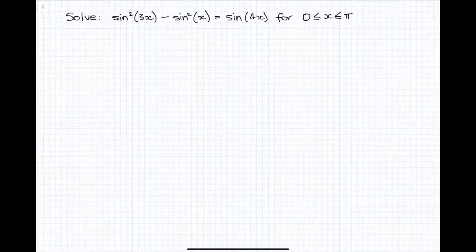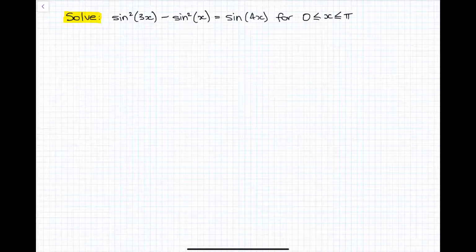Okay, for this question we're being asked to solve the equation sine squared 3x minus sine squared x is equal to the sine of 4x for x between 0 and pi. And it's worth noting that the word solve here means that what we really need to do is find all the values of x, where x is between 0 and pi, that make this equation true.